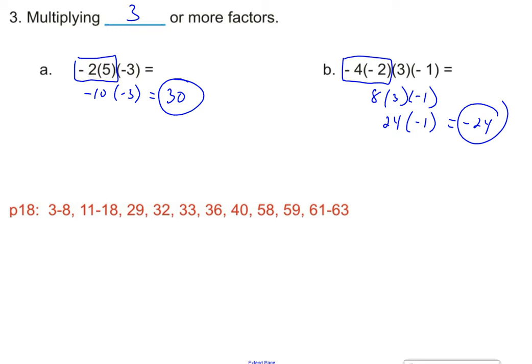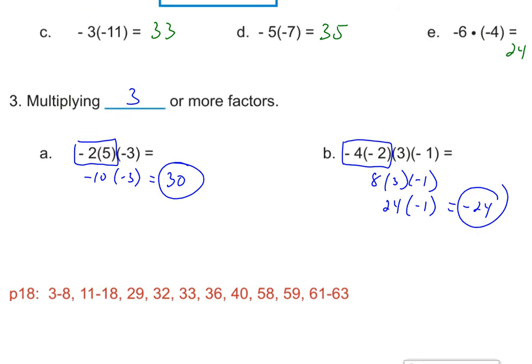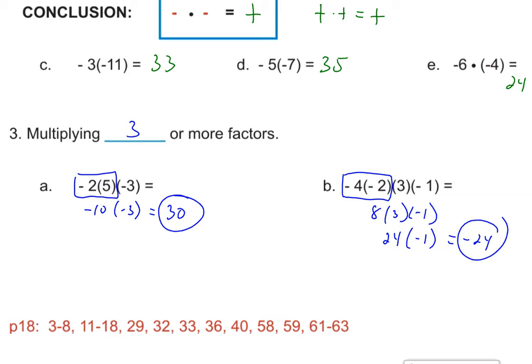So look, let me just be clear on what to show me for work. On C, D, and E, was there any work to show? No, because you do that in your head. You know 3 times 11 is 33. You just got to think about whether the answer is positive or negative. But if there's 3 or more to do, you need to show me the steps. Show me the steps there.